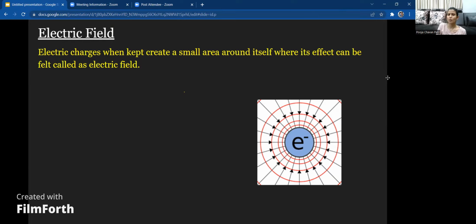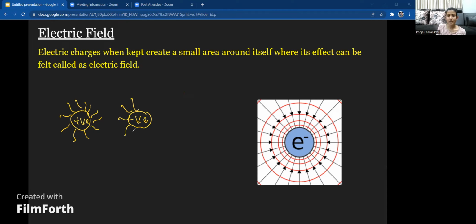What this definition is saying is that the charges, whether it is a positive charge or a negative charge, let it be any charge, create a small area surrounding them, a sphere of influence around it, which means that their effect can be felt only in that particular area. So that area is nothing but the electric field.